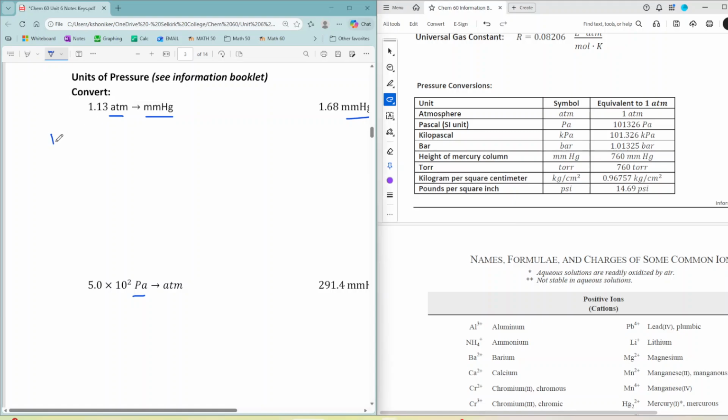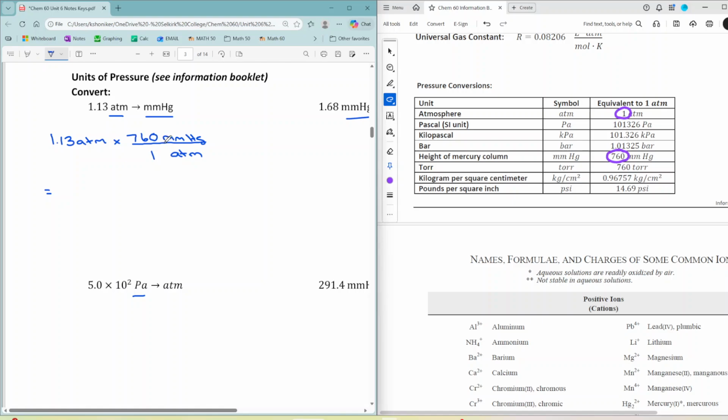So if I want to go from atmospheres to millimeters of mercury, I'm going to set up a dimensional analysis. I'm in atmospheres, and I want to get rid of atmospheres, so I'm going to put atmospheres on the bottom, and then what I want is millimeters of mercury. You're just going to use this chart to see that it's 760 millimeters of mercury for 1 atmosphere of pressure. So I'm going to put the 1 with the atmospheres, and I'm going to put the 760 with the millimeters of mercury.